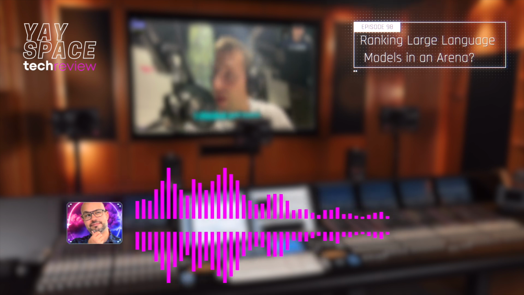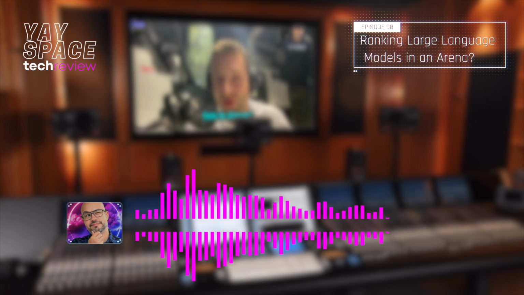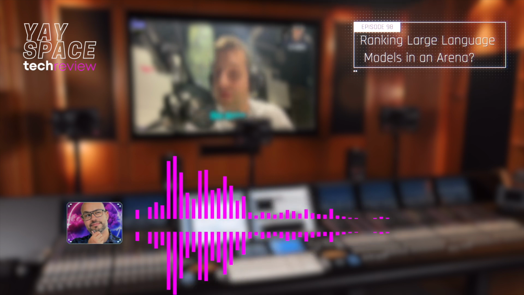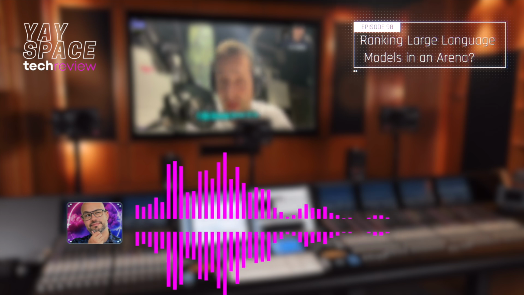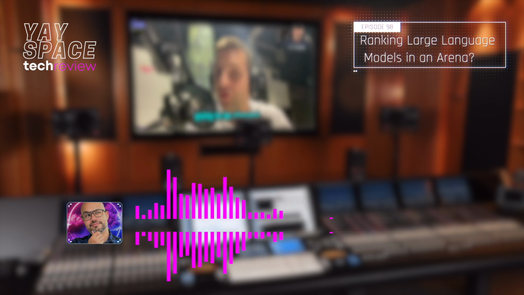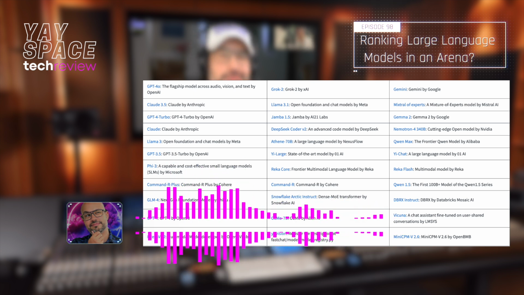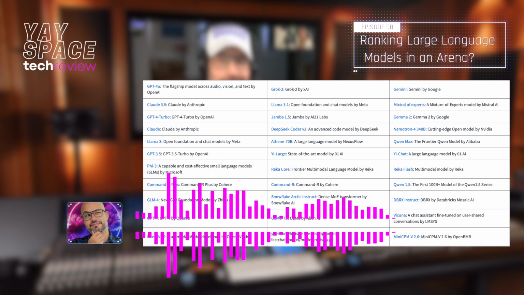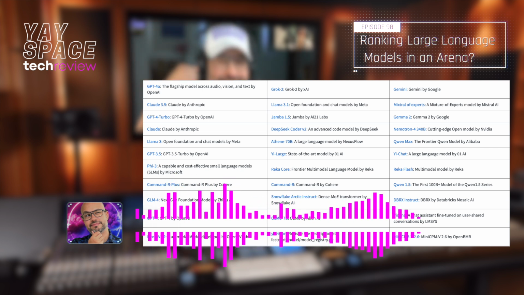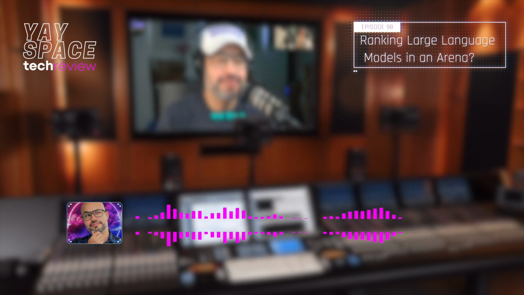Another amazing feature is that Chatbot Arena anonymizes the AI models during voting. When users cast their votes, they don't know which model they're evaluating, whether it's from a big name like OpenAI or a newer, lesser-known model. This anonymity eliminates bias, ensuring that votes are based solely on the quality of responses, not the brand behind them.